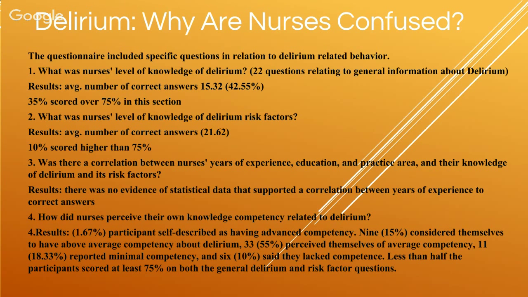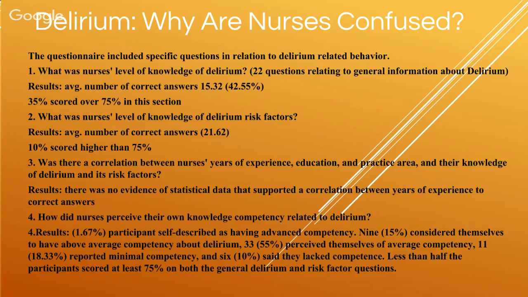The questionnaire included specific questions in relation to delirium-related behavior. Question 1: What was the nurses' level of knowledge of delirium? 22 questions relating to general information about delirium were administered. The results were, on average, about 15.32 correct answers, about 42.55%. Only 35% scored over 75% in this section.